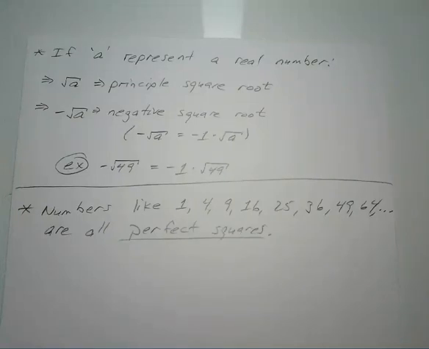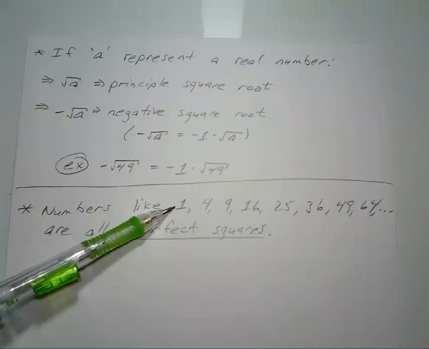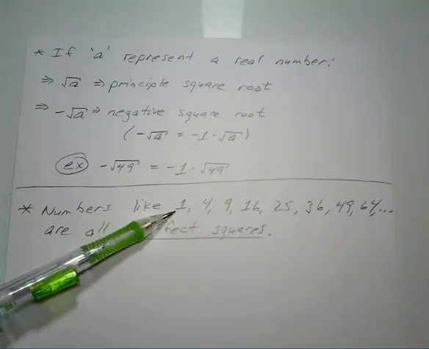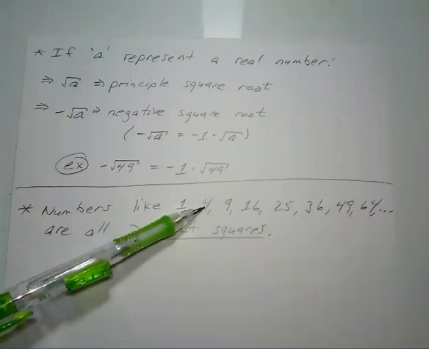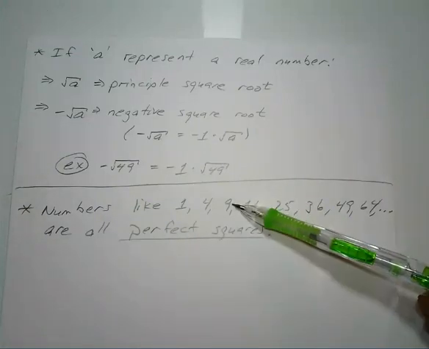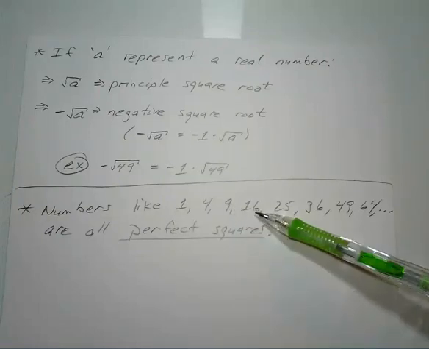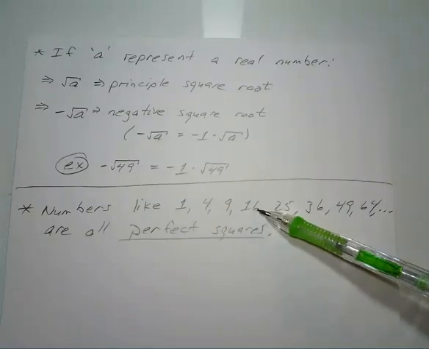So why are they called perfect squares? It's because if you look at 1, that's 1 times 1, or negative 1 times negative 1. 4 is 2 times 2, or negative 2 times negative 2. 9 is 3 times 3, or negative 3 times negative 3. 16 is 4 times 4, or negative 4 times negative 4. So they're called perfect squares whenever you have an integer that can multiply by itself to give you that value.